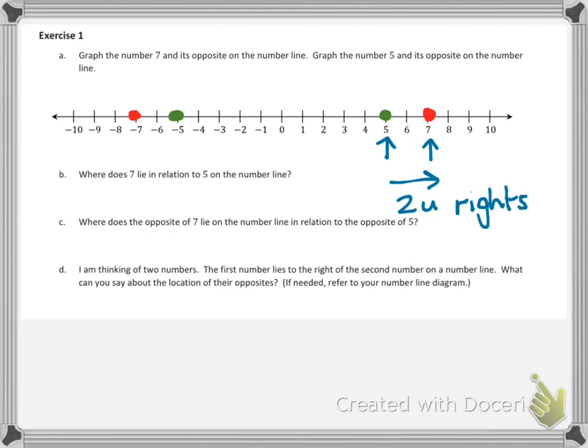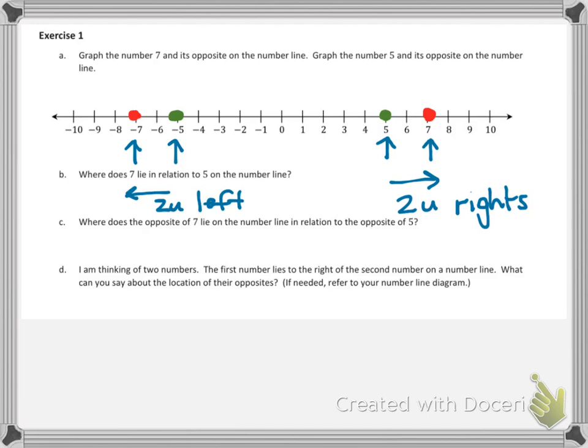And then for part C, where does the opposite of 7 lie on the number line in relation to the opposite of 5? Well, if we look, the opposite of 7 is here, and the opposite of 5 is there. Now, -7 is 2 units to the left. So -7 would be 2 units left of -5.